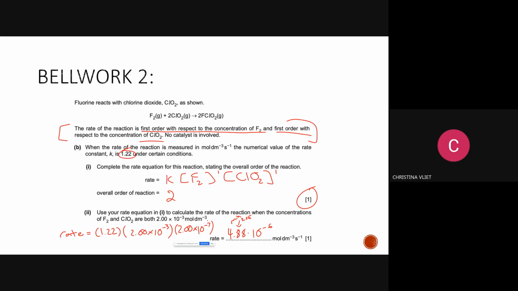What? Like for the rate equations? Either way is fine. Okay. If you had put the actual number 1.22 there for K, it would also be correct.